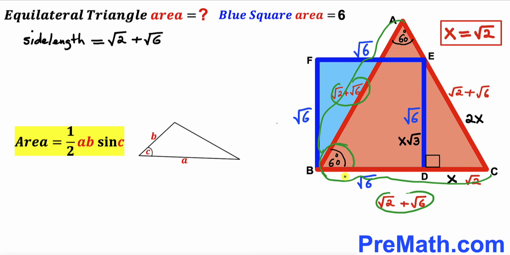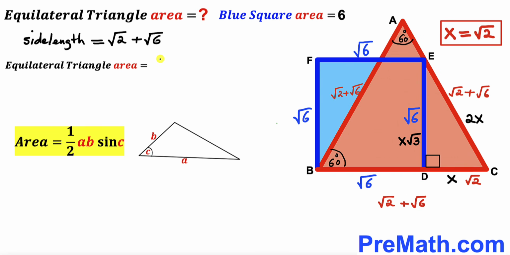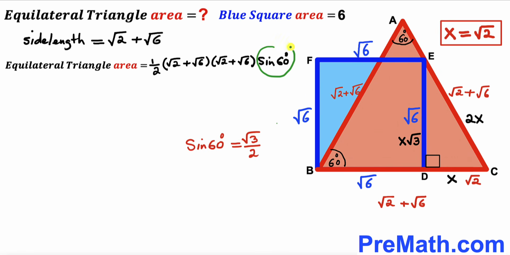between is 60 degrees. So therefore our equilateral triangle area is going to be a half times our one side length, square root of 2 plus square root of 6, and then times other side length, square root of 2 plus square root of 6 as well, times sine of angle 60 degrees. And now we can see sine of 60 degrees is always square root of 3 divided by 2. So I'm going to substitute over here square root of 3 divided by 2.